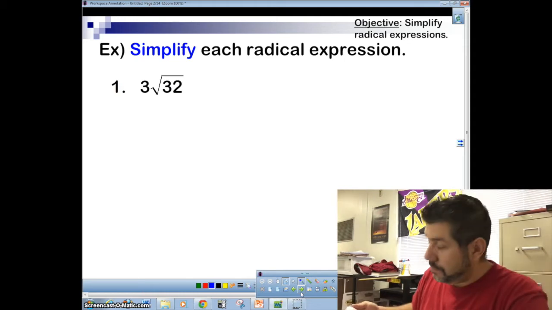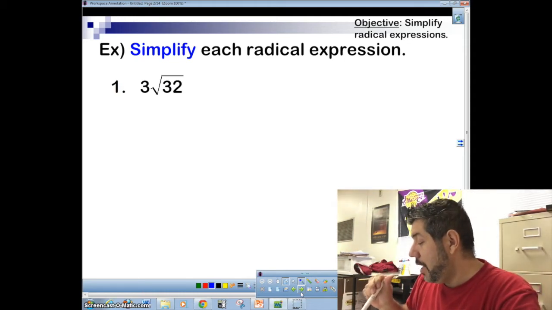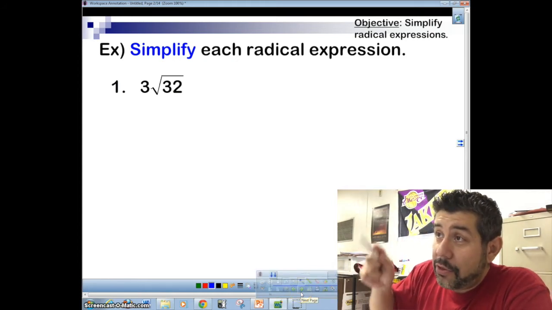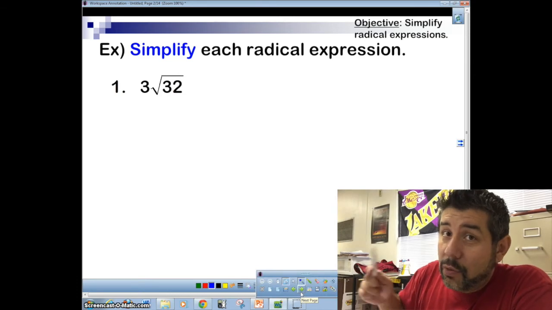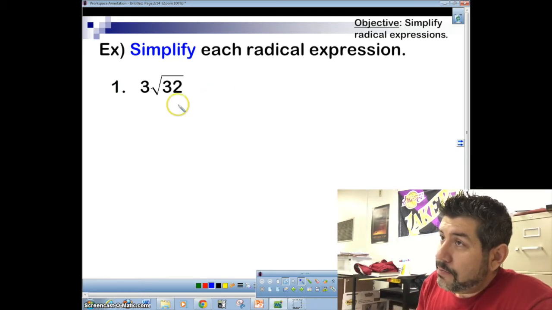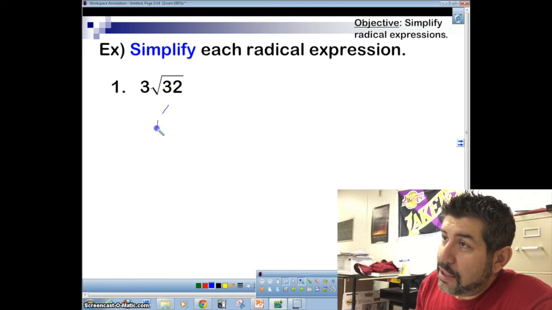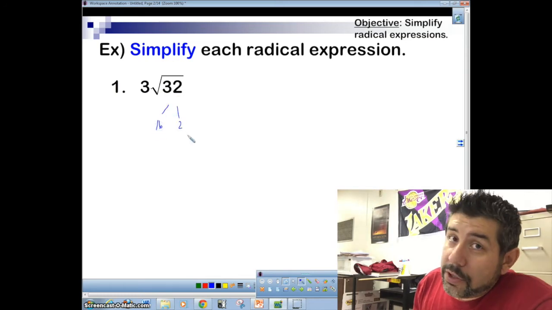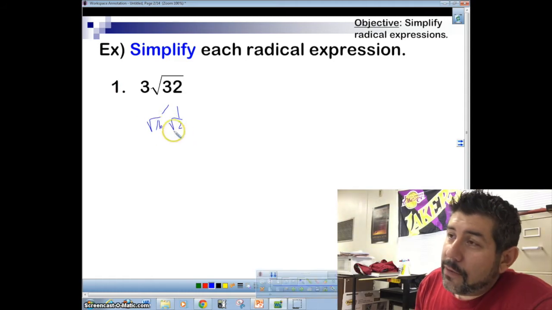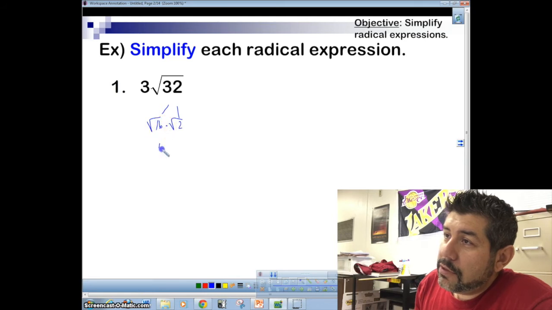Now, what I do is I think about this in my head, and I think, Mr. Maestas, what can go into 32 that is a perfect square? So let me take a look at this here. I can think, oh, well, 16 times 2 is 32. So I'm going to take the square root of each of these separately. The square root of 16 is 4, and then I'm left with the square root of 2. That's still multiplied by 3. So I'm going to get 12 root 2, and this is simplified.